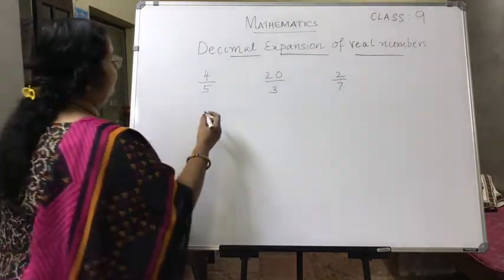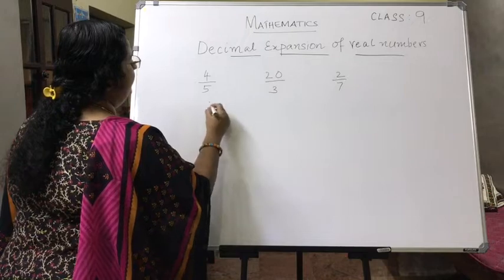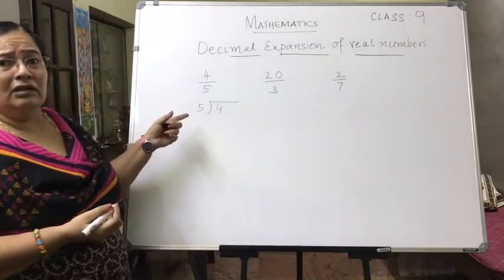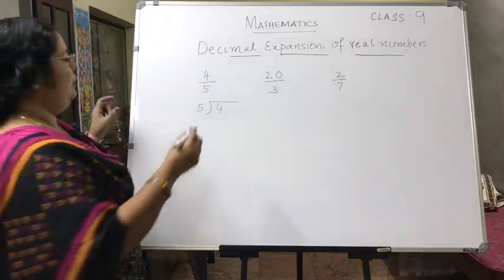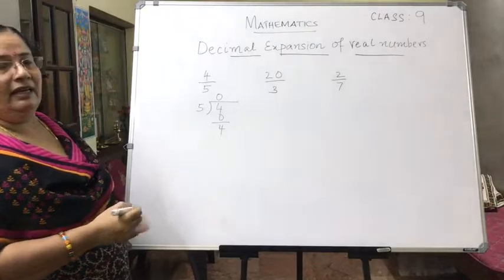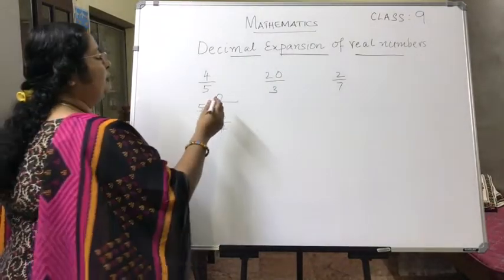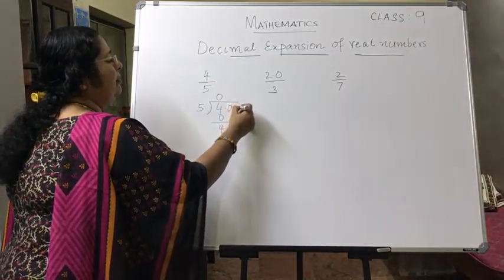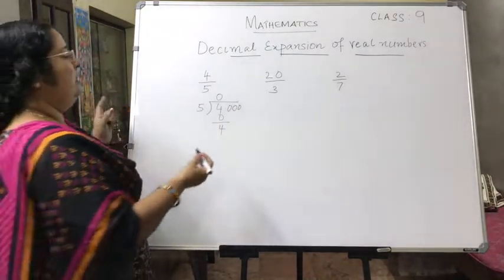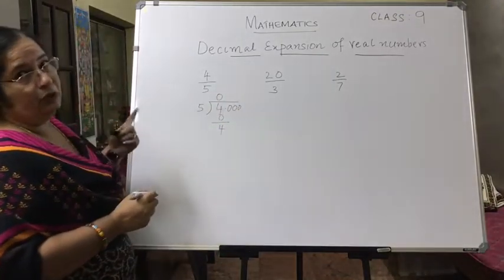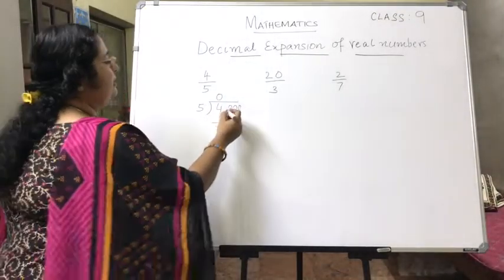Now 4 by 5. So 4 is to be divided with 5. Now is this possible? No. So what you have to do? 0, 0 and make this as a remainder. Now what will you do? You have to put a decimal point and you can go on adding any number of zeros, how much ever you want. So when you put a decimal point in here, you have to put a decimal point in the quotient also.